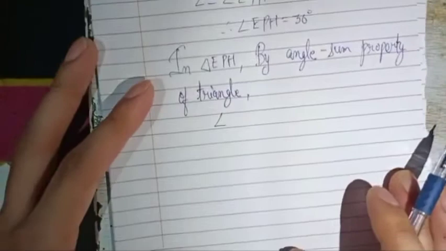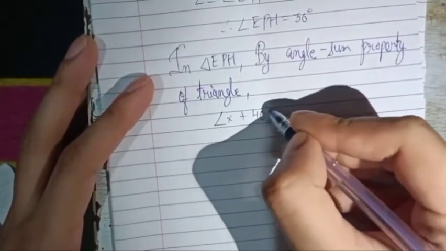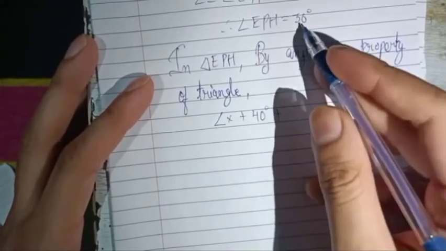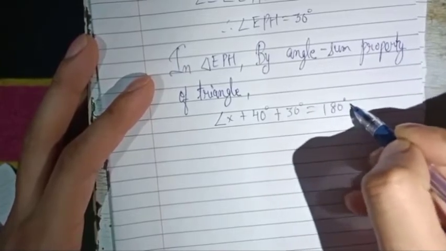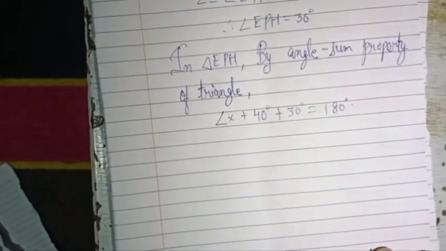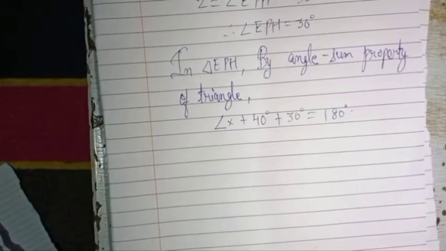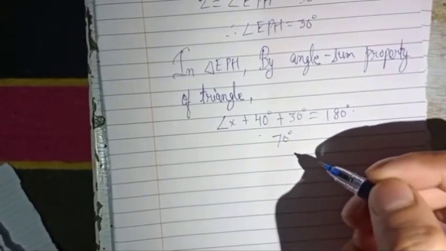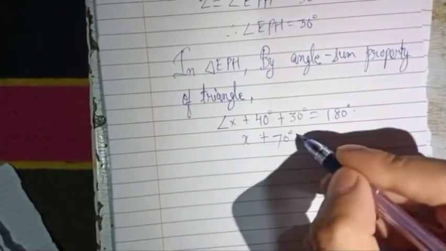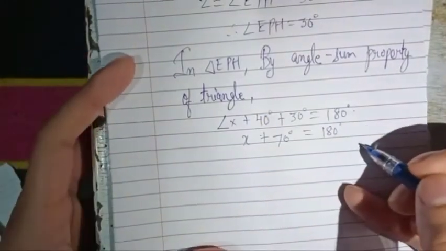So we will write angle X plus 40 degree plus the value of EPH. EPH is found to be 30 degree. So 30 degree will be equal to 180 degree. Sum of all the angles of a triangle is 180 degree. So 40 plus 30 is 70 degree, and x plus 70 degree is equal to 180 degree.